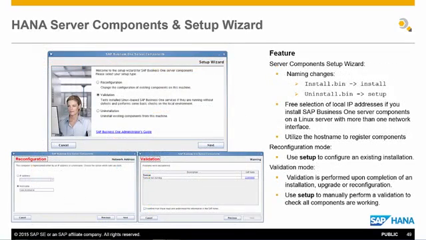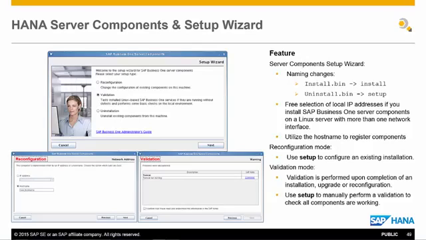There have been a number of changes to HANA server components and the setup wizard, which include file naming changes. You also have free selection of local addresses. So if you install SAP Business One server components on a Linux server with more than one network interface, you can decide which IP address to use. You can also use the hostname to register the components.